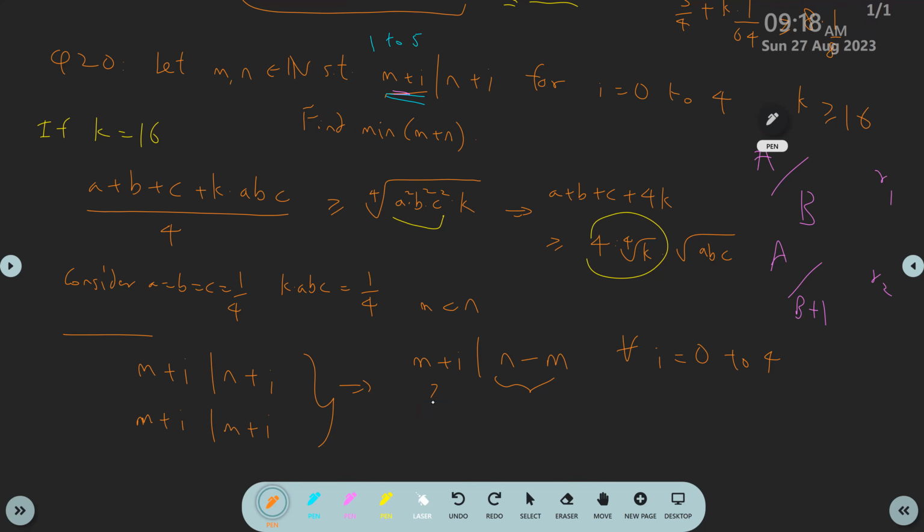Yeah. And then since you want minimum possible m plus n, you set n minus m to be lowest, and then you set m also to be lowest, and then try to work with it. Okay.